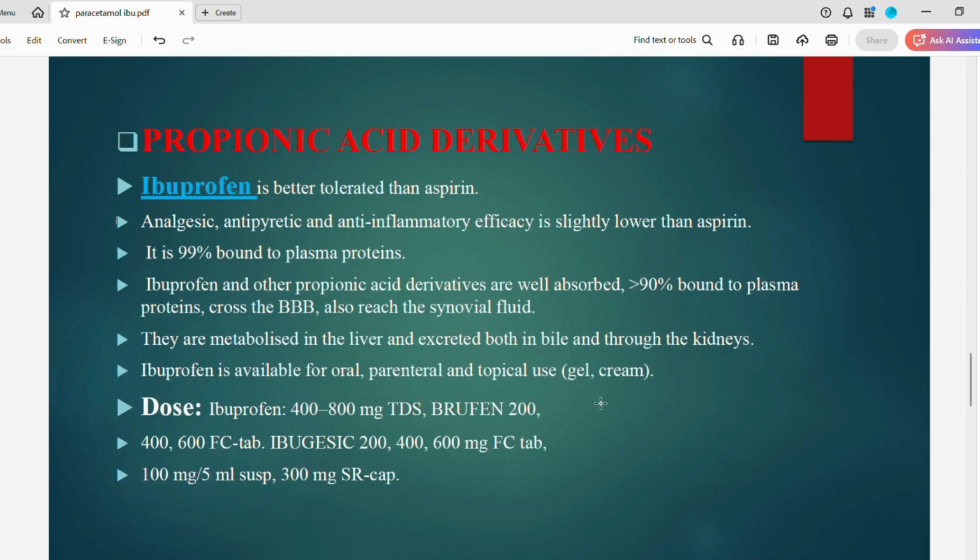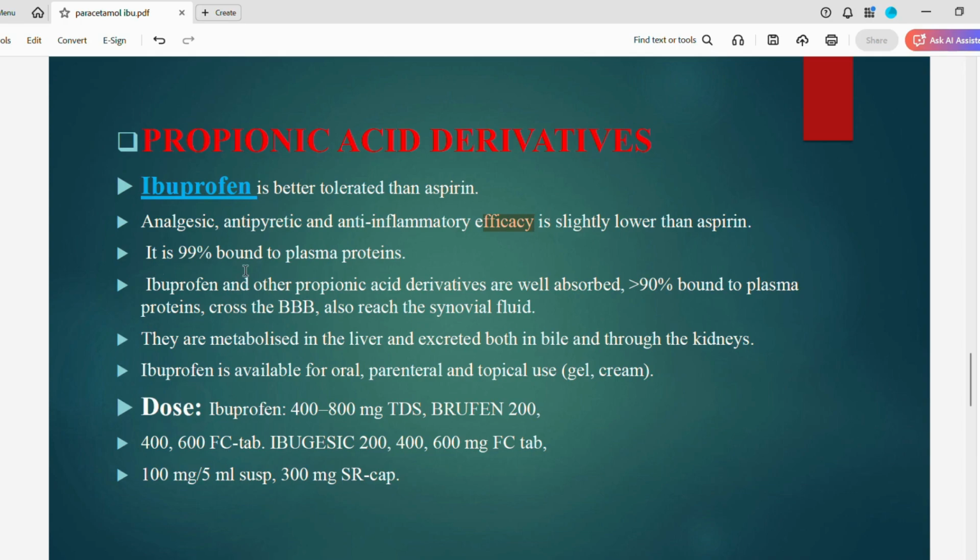So next we will see propanoic acid derivatives. In that we will see ibuprofen. So ibuprofen is better tolerated than aspirin. Ibuprofen has a lower action than the aspirin. Analgesic, antipyretic, and anti-inflammatory efficacy is slightly lower than aspirin. So here it can act as an analgesic, antipyretic, as well as anti-inflammatory. Efficacy is nothing but effect. So the effect is lower than the aspirin, so it is hence well tolerated. So we can use this instead of aspirin.